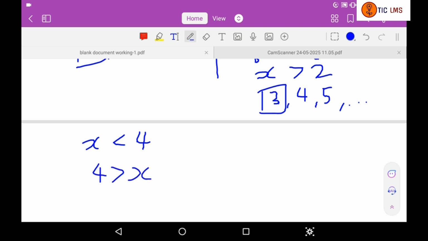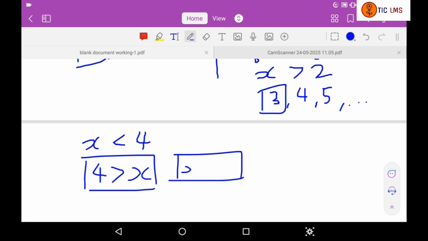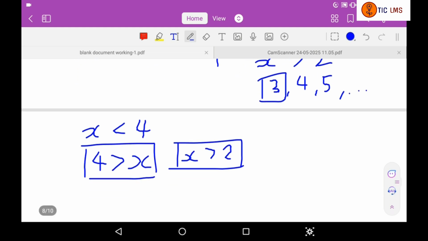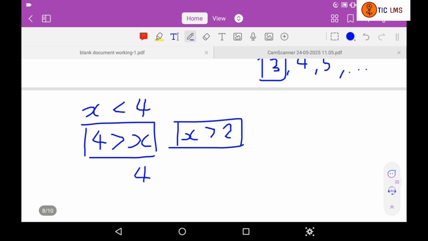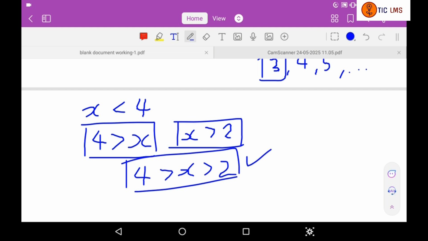Okay, so what I want to do here is merge the two inequalities because there's something common. So 4 is greater than x. Then I'm writing it in such a way that x is in between the two of them. So I have 4 is greater than x here, and I have x is greater than 2. So now I can say 4 is greater than x and x is greater than 2. This is a relationship between them.